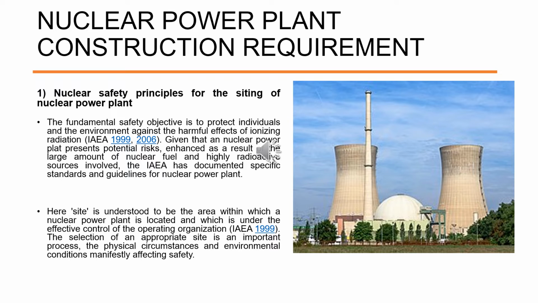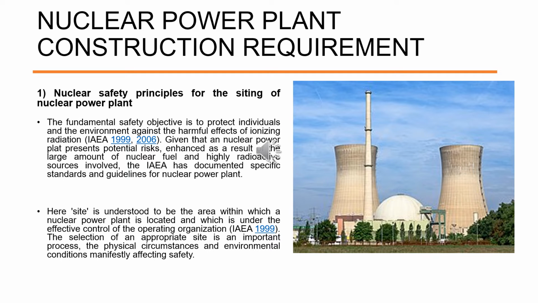Building nuclear power plant requirements. There are four main requirements when building a nuclear power plant. Number one, nuclear safety principle for siting of a nuclear power plant. There is a requirement for a country that wants to build a nuclear power plant. They must refer to IAEA. IAEA or International Atomic Energy Agency has documented specific standards and guidelines.